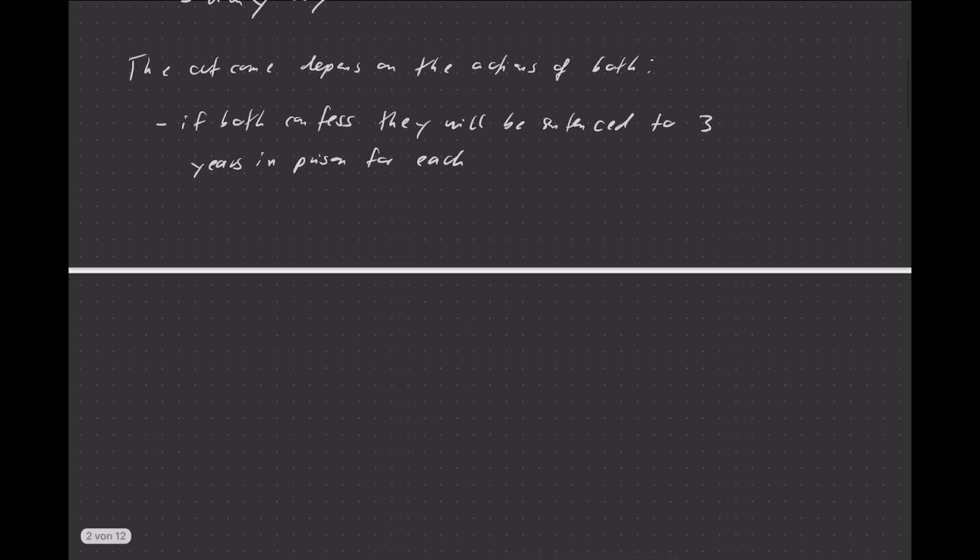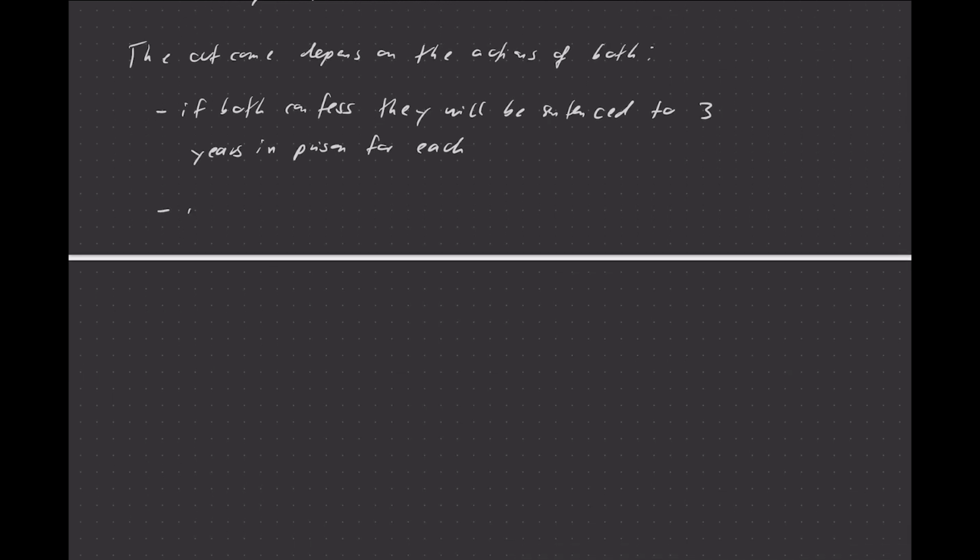The other option, of course, is they could both deny. And let's say the police does have some proof that they might be involved with the crime, but they cannot really prove they did all of that. So again, they will be sentenced if they both deny, but they will only be sentenced to serve 1 year.